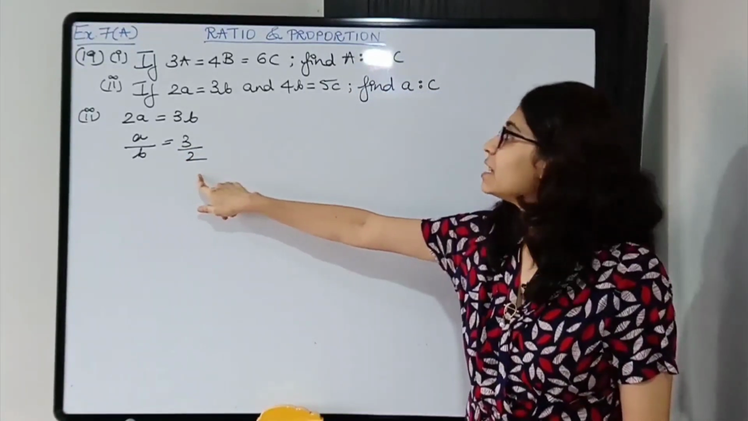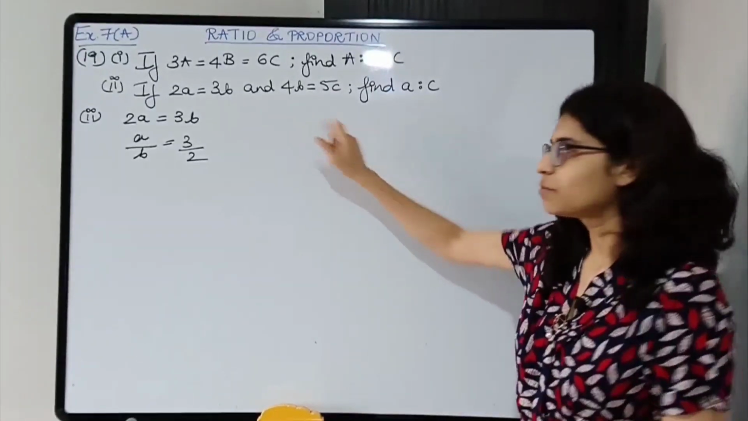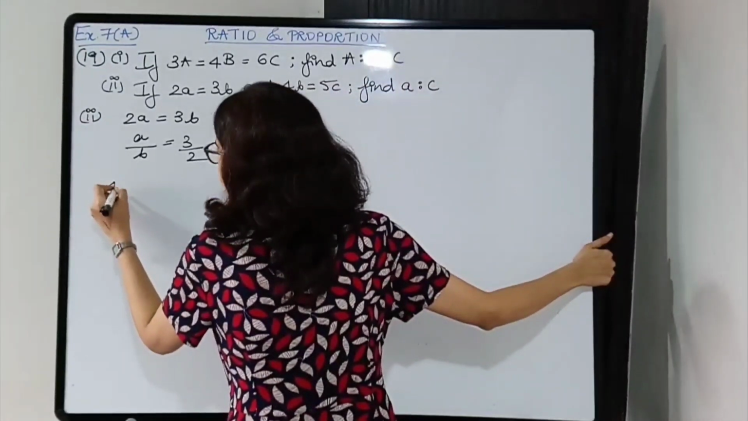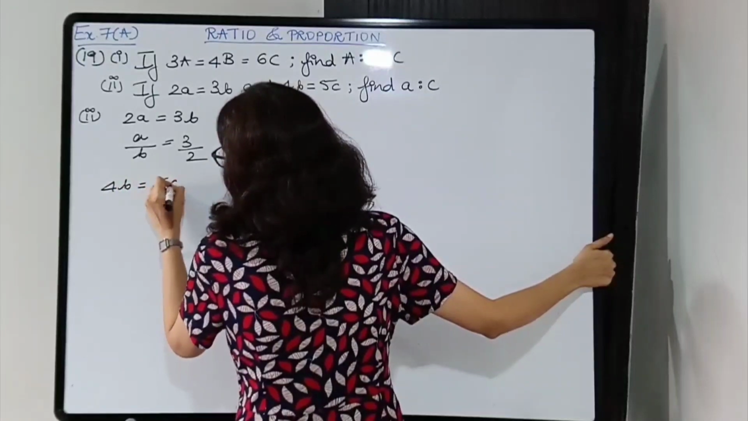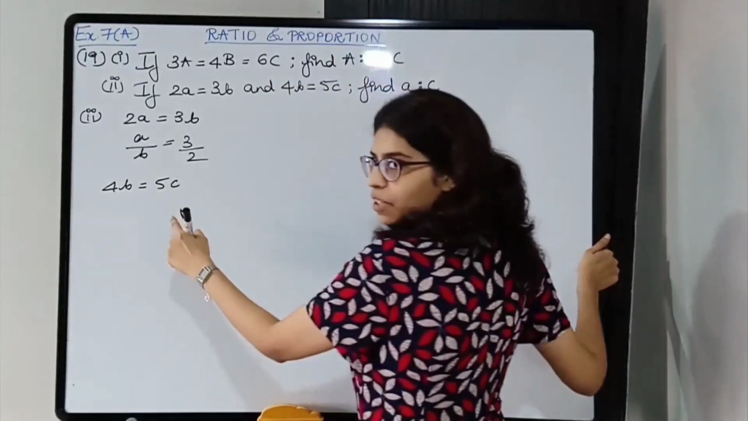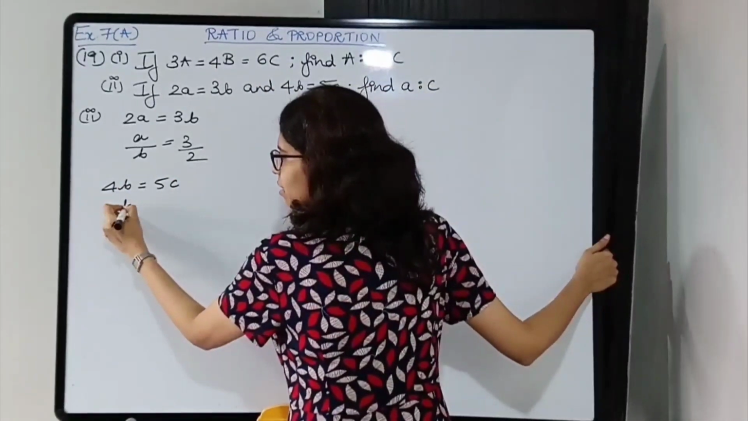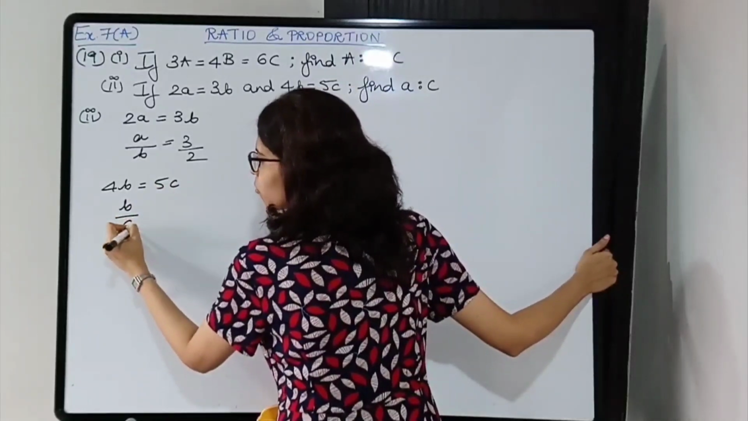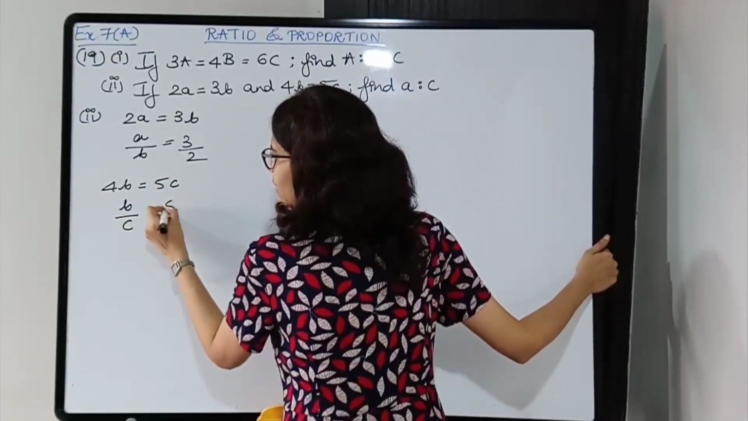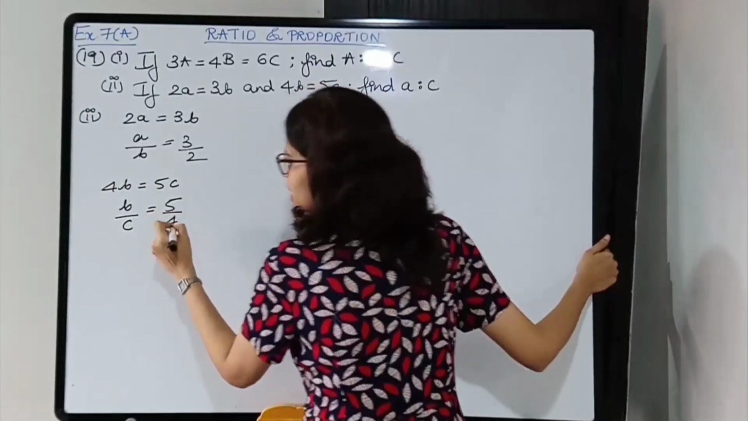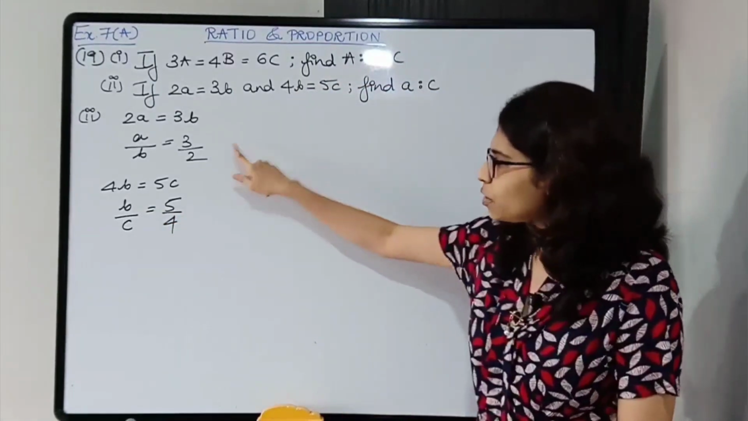Okay, similarly for the second one, 4B is equal to 5C, so same thing, B as it is रखते हैं, shifting C on the other side it will go in denominator. 5 as it is, shifting 4 on the other side. So we got two ratios.